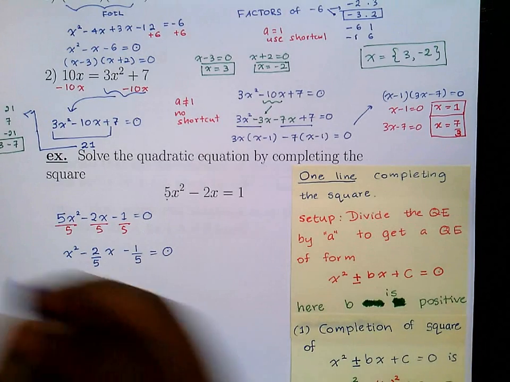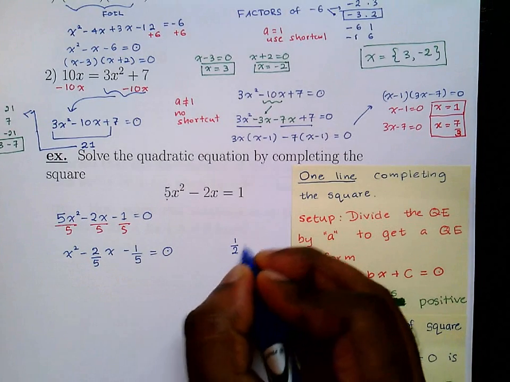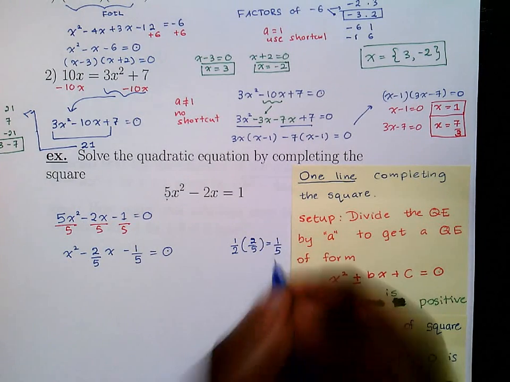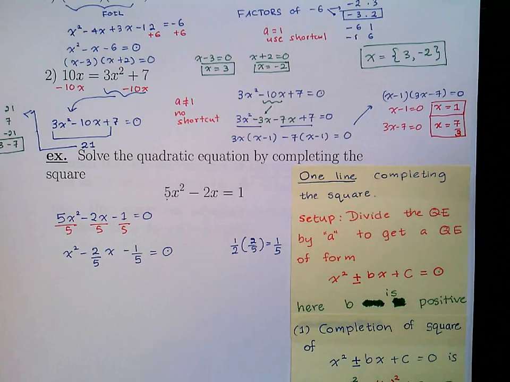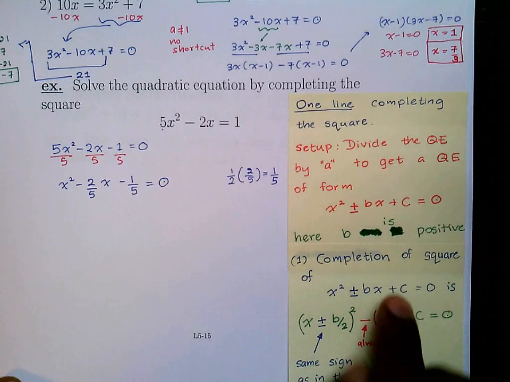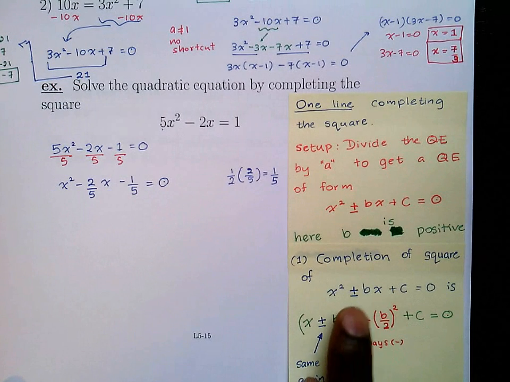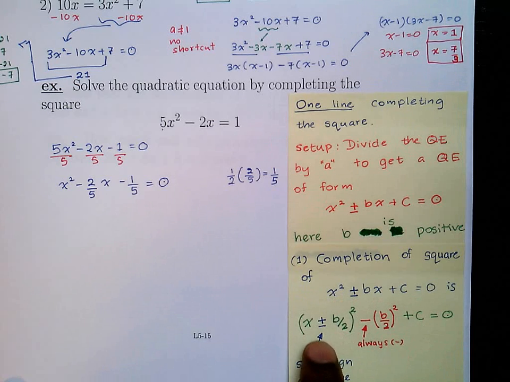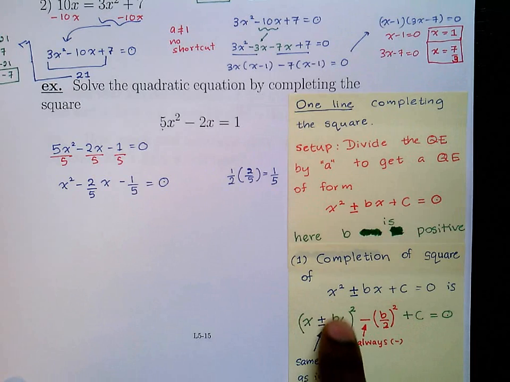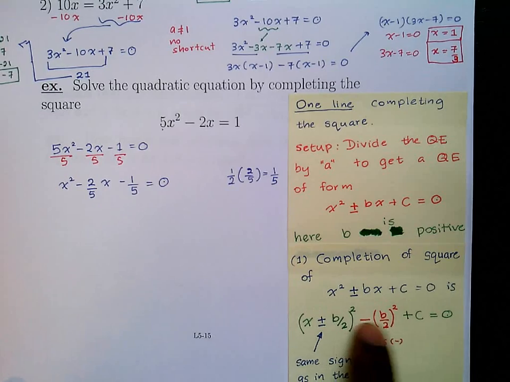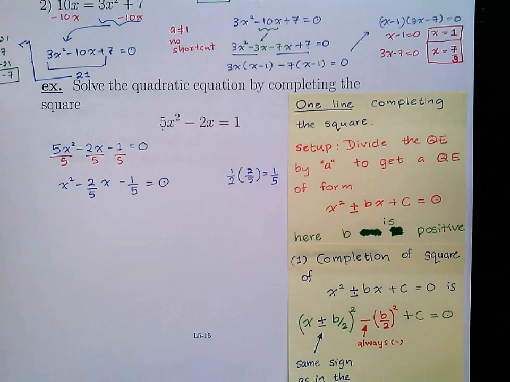So what would be half of 2/5? That's 1/5. You just have to keep it. So remember, the completing the square formula: you have x squared plus or minus bx plus c equals 0. This is how we use the formula: x plus or minus b over 2, squared, minus b over 2 squared. So let's see how we do it here.